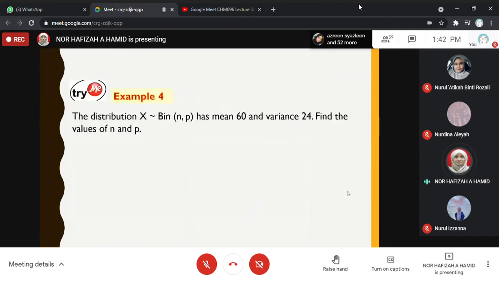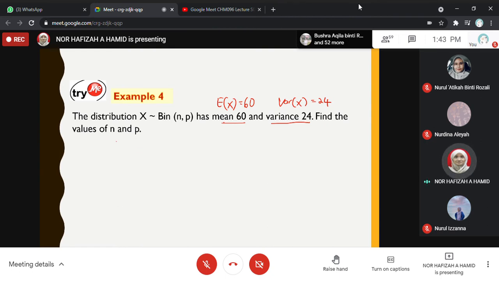Okay, so X is distributed with binomial N and P, and has mean 60. So mean 60 is E(X), equal to 60, and variance 24. So you have variance of X is equal to 24. So find the values of N and P.